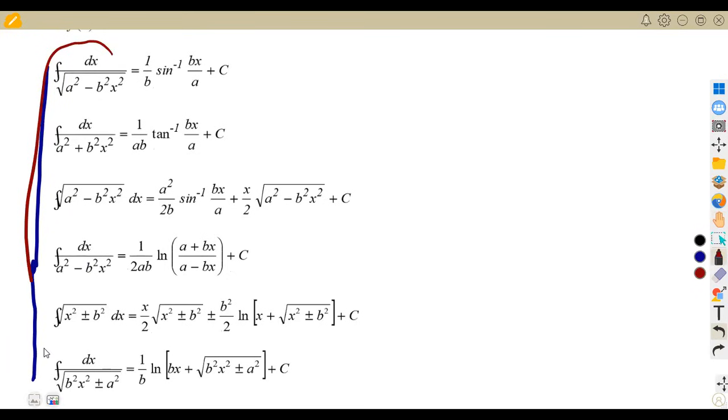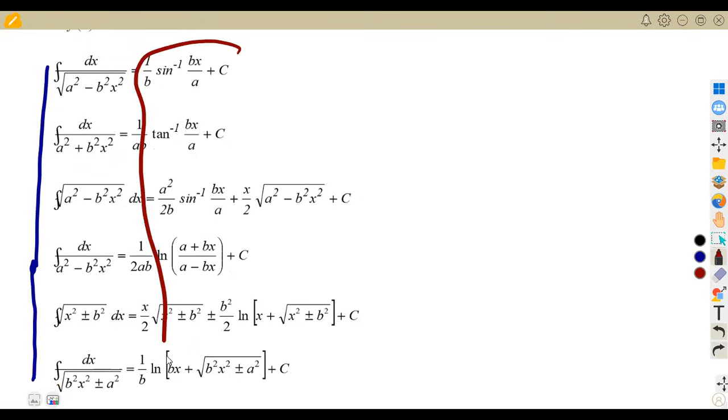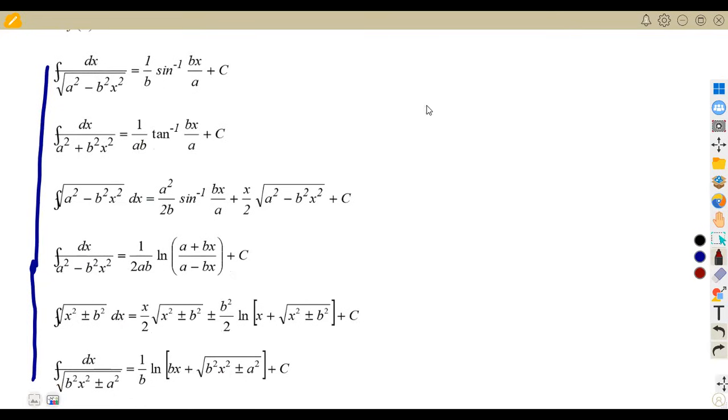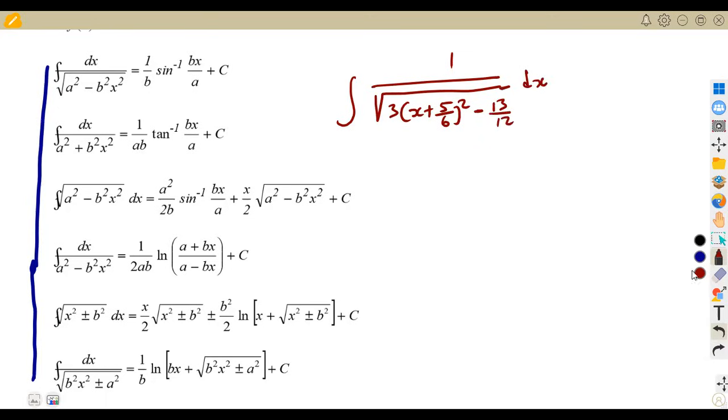So these are the integrals that are there on the left-hand side. And these are the presentations of how our answers are supposed to be presented. So if we check on our question, we are now at a stage like this. It was the integral of 1 over the square root of 3 into (x plus 5 over 6) squared, minus 13 over 12. Remember, this is the stage where we are with respect to x. So we are supposed to pick one of these which is in this format.